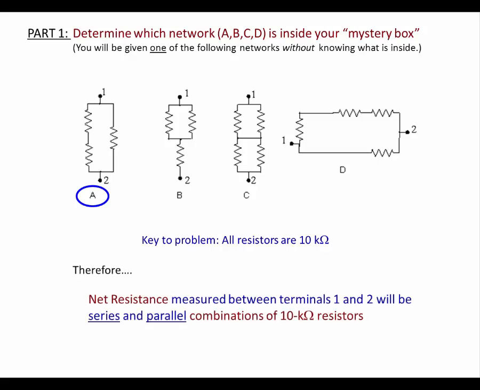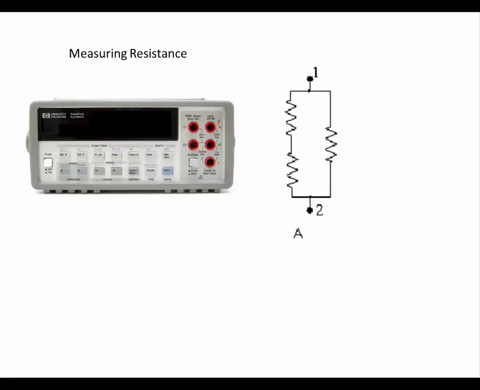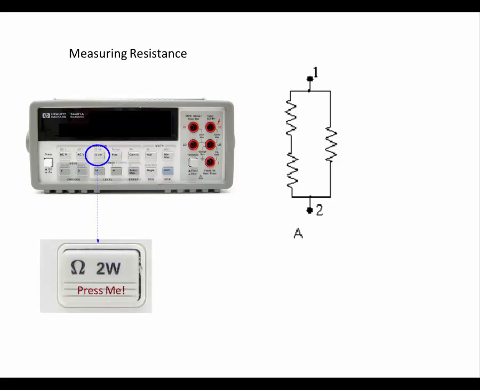Therefore, the net resistance of any network shown above, measured between terminals 1 and 2, will be determined by series and parallel combinations of 10 kiloohm resistors. Let's review how to measure resistance. It's very simple. We start with the multimeter located on your lab bench. And remember to press the ohm 2-wire switch to set the meter up to measure resistance.